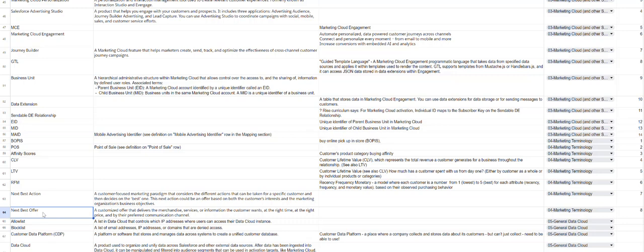Next best offer would be a customized offer that delivers the merchandise, services, or information the customer wants at the right time, at the right price, and by their preferred communication channel. Next best offer. So a next best action could be an offer, or it could be another kind of action.